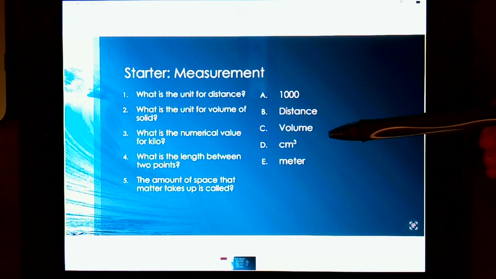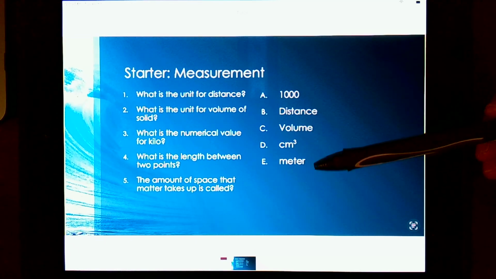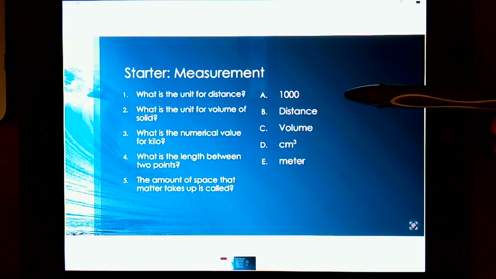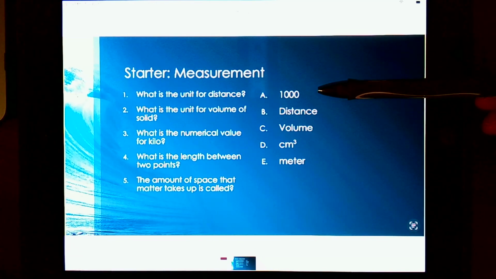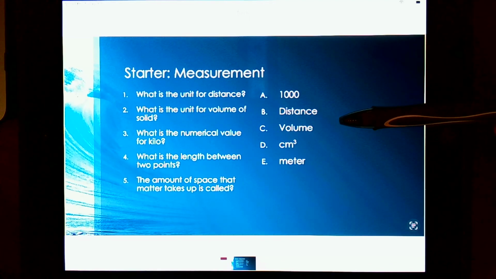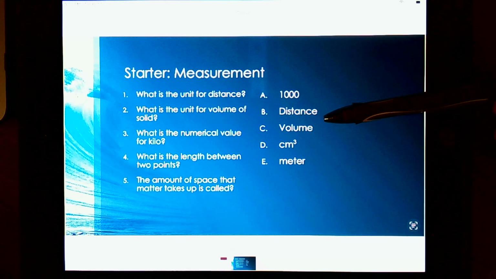Number 3. What is the numerical value for kilo? Remember, numerical deals with numbers. There's only one answer choice that deals with numbers, and it is A. Remember, kilo is 1,000. And 4, what is the length between 2 points? The length between 2 points should be your distance. So between point A and B should be your distance.